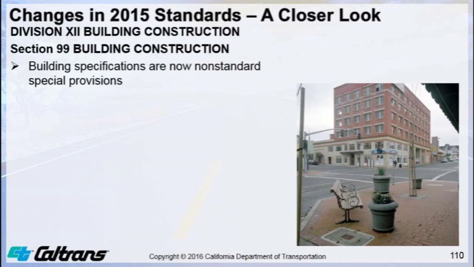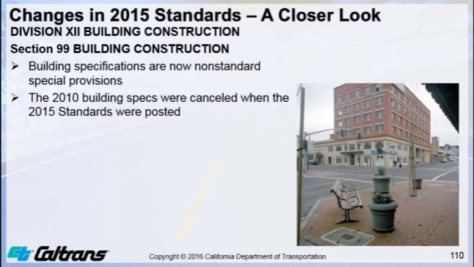All of the building specifications have been removed from the standards, including standards plans, specifications, and standard specifications. The building specifications were not included in the 2015 standards and were canceled because they are being converted into the master spec. A master spec is the industry standard for comprehensive technical building specifications.